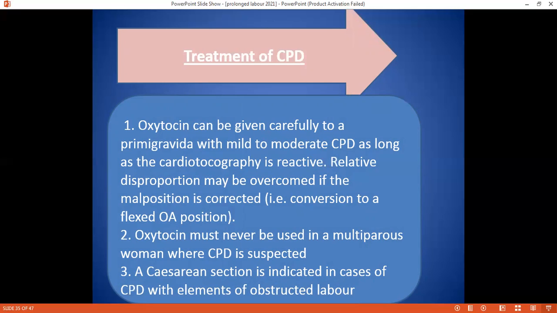Oxytocin is never given to a multiparous woman when there is suspected cephalopelvic disproportion. A parous woman is at risk of uterine rupture, more easily than a primigravida. So you should not give it if there is cephalopelvic disproportion. Cesarean section is indicated when there is cephalopelvic disproportion with obstructed labor.